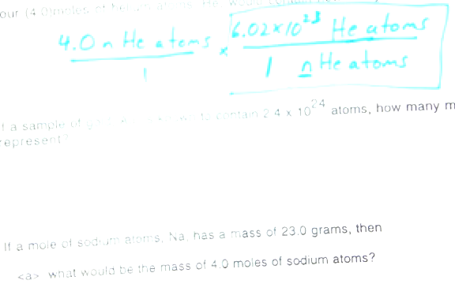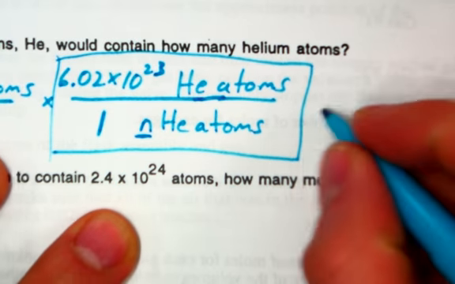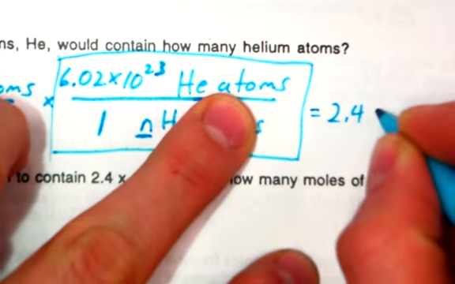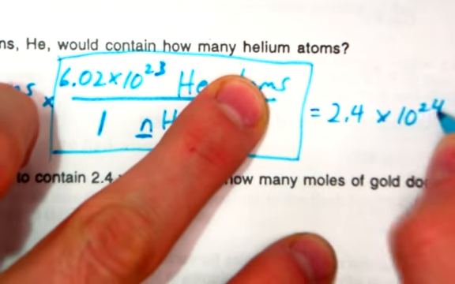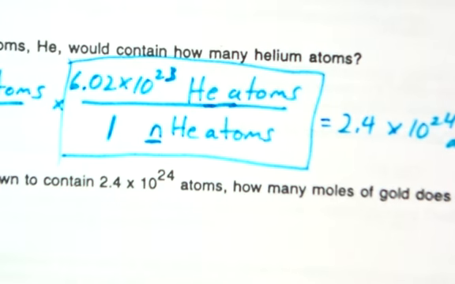So I'll write that as an answer. Let me zoom in on the paper here. It would be equal to 2.4 times 10 to the 24th helium atoms. So that's a little review of how to do your standard problems.